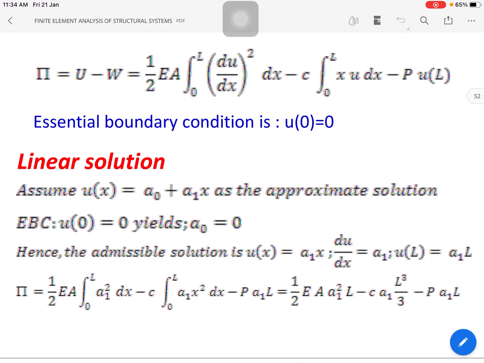Now again we consider the same problem, right? Considering the same problem, a bar subjected to a load P at the right end and fixed at the left end, of length L and a distributed axial load of Q of x. And in the previous slide we derived this Rayleigh-Ritz equation from the principle of minimum potential energy, right? So again we start by assuming a linear polynomial, u of x equal to A0 plus A1 x, as the approximate solution.